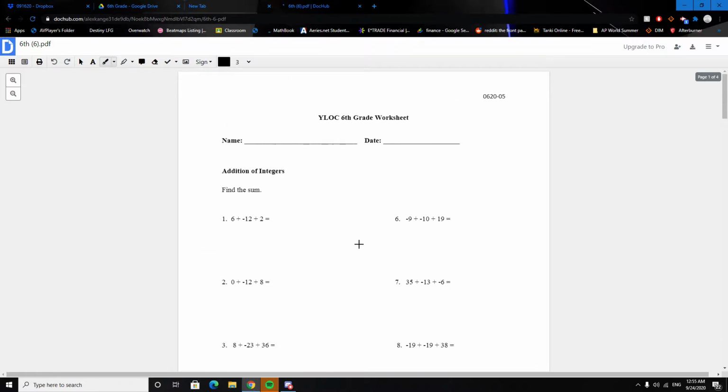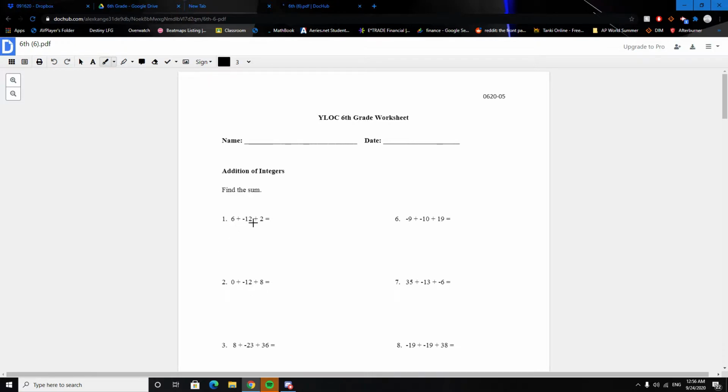Let's get started. Addition of integers. Find the sum. This is actually very simple. At first, it can look really confusing because there's two symbols, but the best way you want to approach this is to treat minus signs as negative signs.